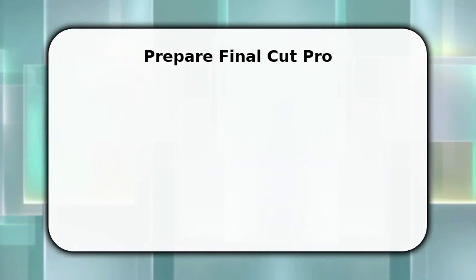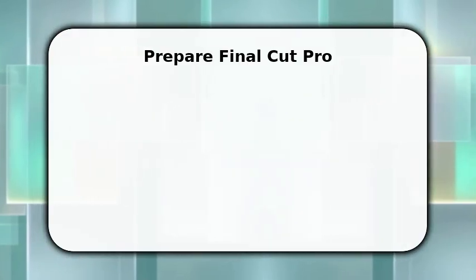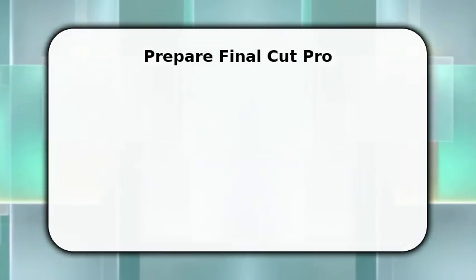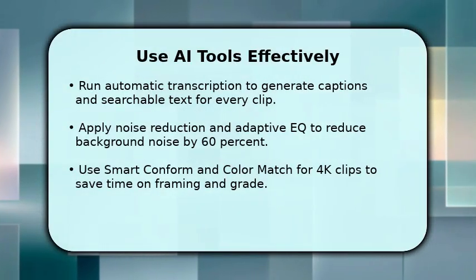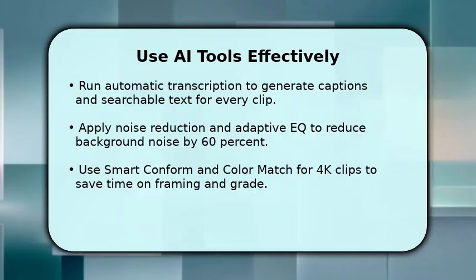Organize clips into events and add simple metadata tags for easy AI sorting. Close preferences and reload the library before applying AI tools. Select a clip and run automatic transcription to generate captions and searchable text for every clip.